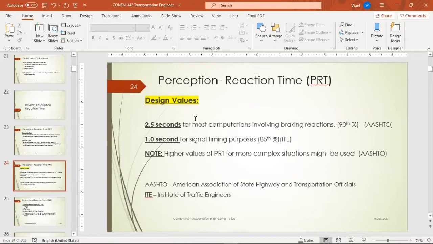The design value for perception reaction time is recommended to be 2.5 seconds for any maneuver that requires pressing the brakes, and this covers the 90th percentile of the population. For traffic signals and signal timing, the ITE recommends only 1 second. Why is there this difference? While you are driving on the highway, you are not expected to find an accident in front of you. But if you are driving on a street approaching a traffic signal, there is always a probability that this traffic signal will turn from green to red. So there is an expectation.